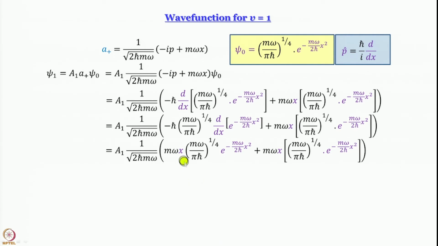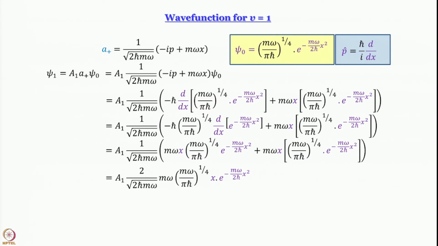Well, the first term is m omega x multiplied by m omega by pi h cross to the power 1 by 4, then multiplied by e to the power minus m omega by 2 h cross x square. Second term is also the same. So, you just add them up, 2 comes out and this is what you get. A1 multiplied by 2 by root over 2 h cross m omega multiplied by m omega by pi h cross to the power 1 by 4 multiplied by x multiplied by e to the power minus m omega by 2 h cross x square.